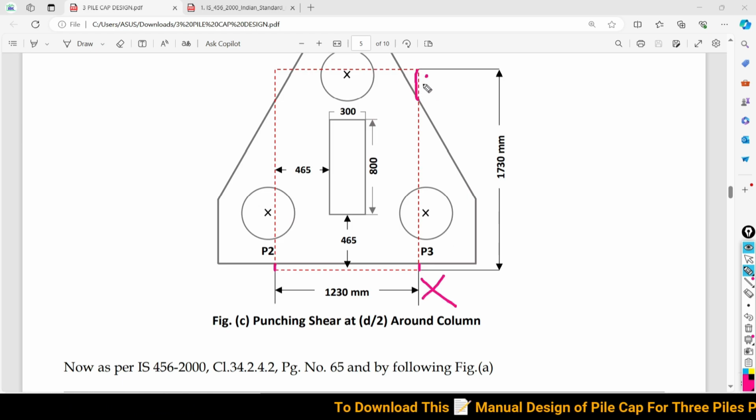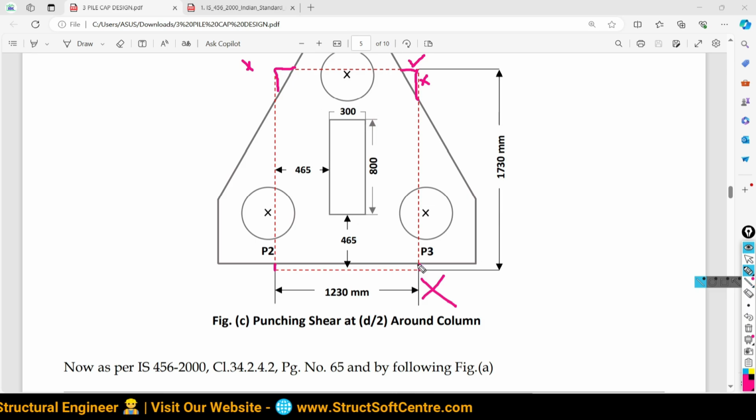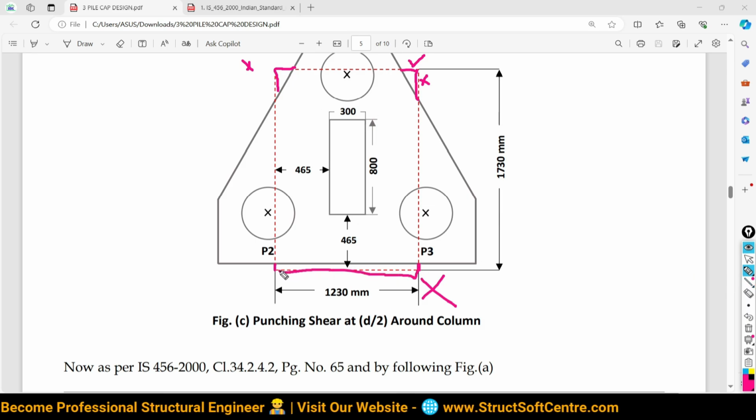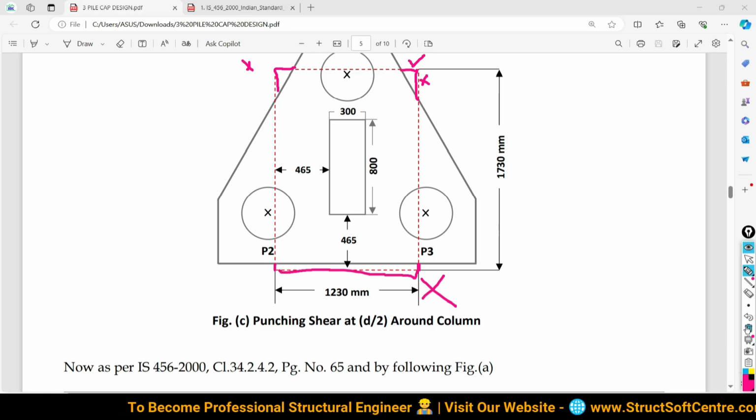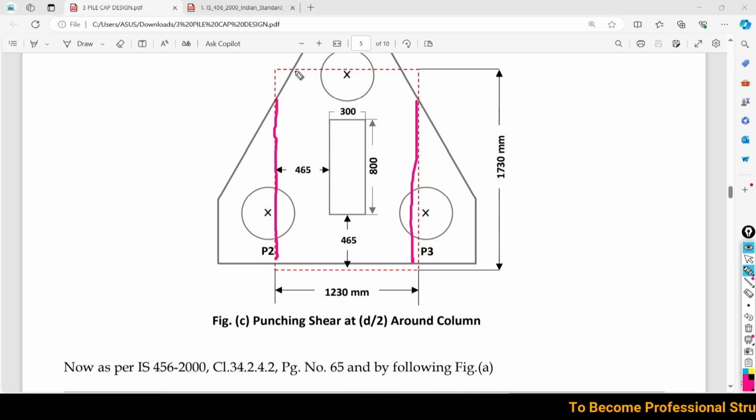Above this is also not taking part in resisting the shear. This is also not taking part in resisting the shear. This perimeter length and this perimeter length are not going to take part in resisting the shear. So basically, from the total perimeter length of the shear area, we have to eliminate this portion. We have to ignore this part, and only this section, this length and this length, is going to take part in resisting the shear, the punching shear.